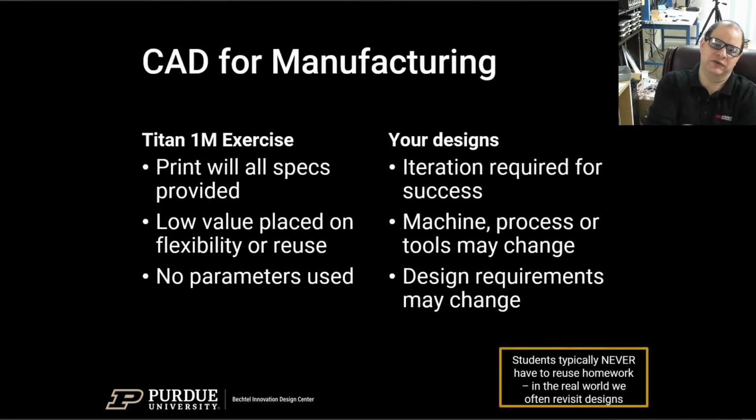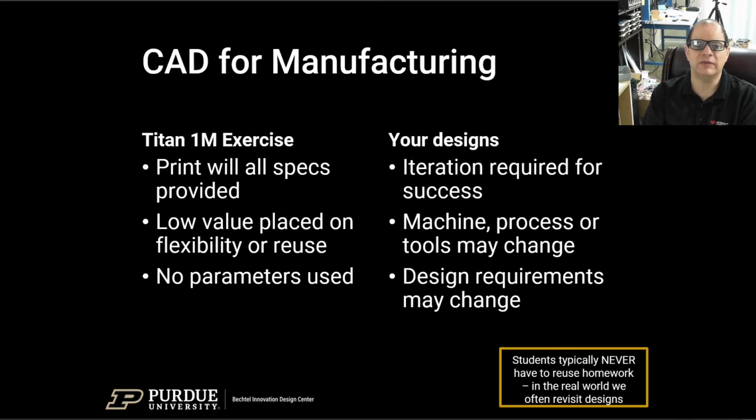Now, CAD for manufacturing. Let's contrast the Titan 1M with something that you're designing. The Titan 1M that you're supposed to have done already, as of the last lecture, was already designed and you got a diagram sheet with all the specifications provided to you. So what you were doing there was an exercise in CADing up an existing known good design. I would contrast that. All of your designs are going to require some back and forth, some iteration, some tuning, some tweaking for your success.